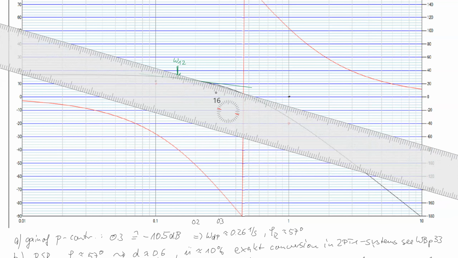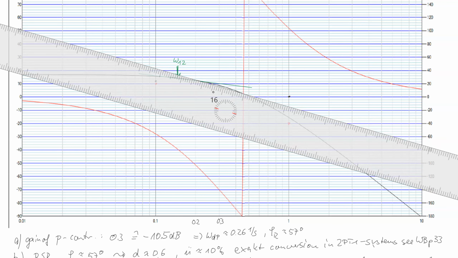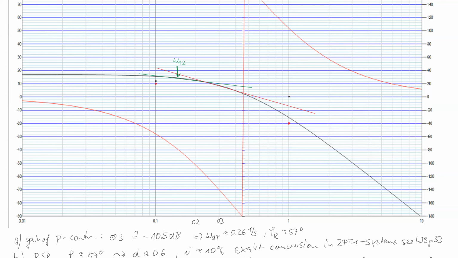Now I shift this to the tangent section. You see here, this ruler now touches the magnitude curve. Now I make a red line. Remove the ruler. This is, you can say, the negative 30 dB over a decade gradient, and in green, let's mark this, this is negative 12 dB over a decade.